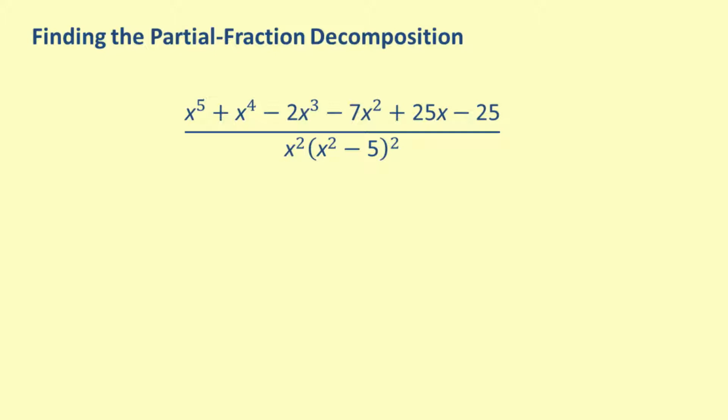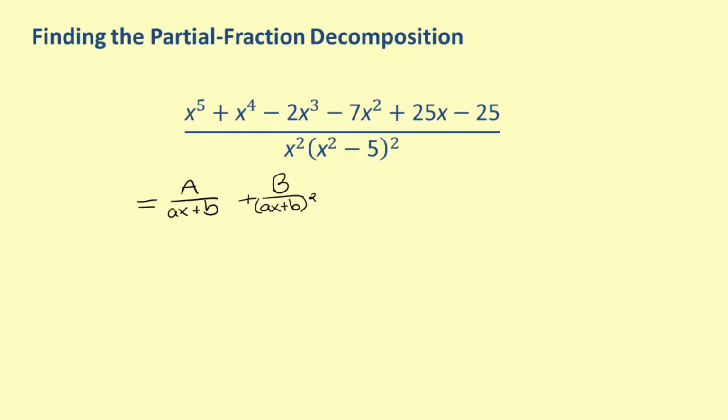Case 2 states that any linear factor repeated m times will result in the sum of m partial fractions where a and b are constants to be determined later. So, we have a over ax plus b plus b over ax plus b squared.